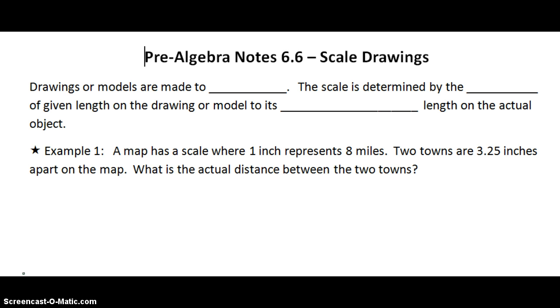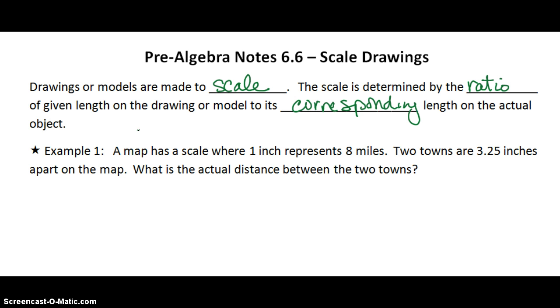Drawings or models, if you think of those like an architect would make, or like a map, would be a scale drawing. They are made to scale. The scale is determined by the ratio of the given length on the drawing or model, compared to its corresponding length of the actual object.